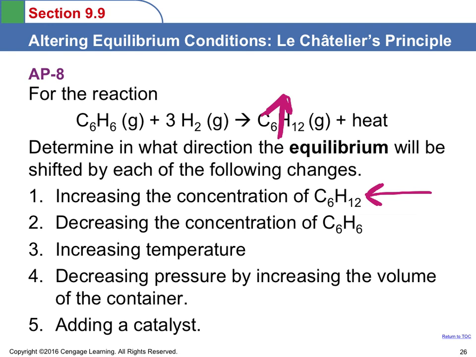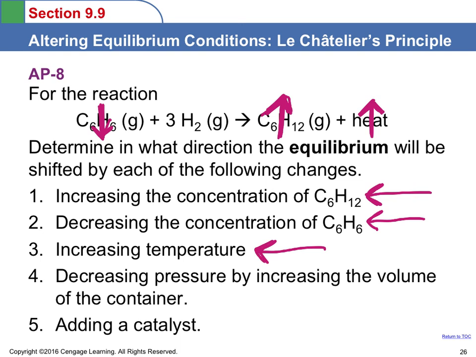Decreasing the concentration of C6H6. So C6H6 is a reactant. So if I take some of it away, the reaction is going to do what it has to do to make more, which again is shifting to the left to make more reactants. Increasing the temperature. So I'm increasing the temperature. In this case, heat is a product. So increasing temperature is like increasing the products, which again means it's going to shift to the left to use up that extra product.